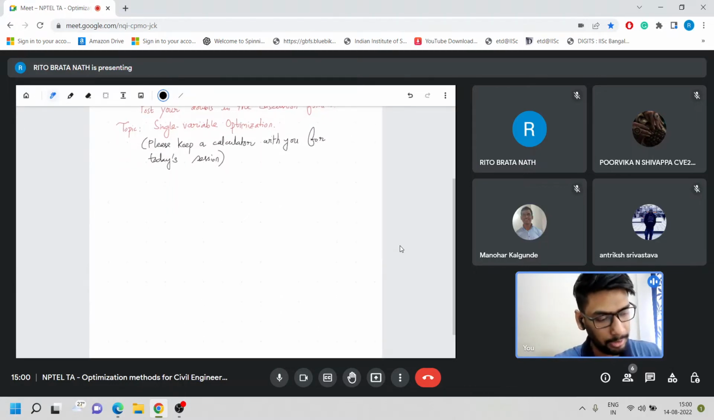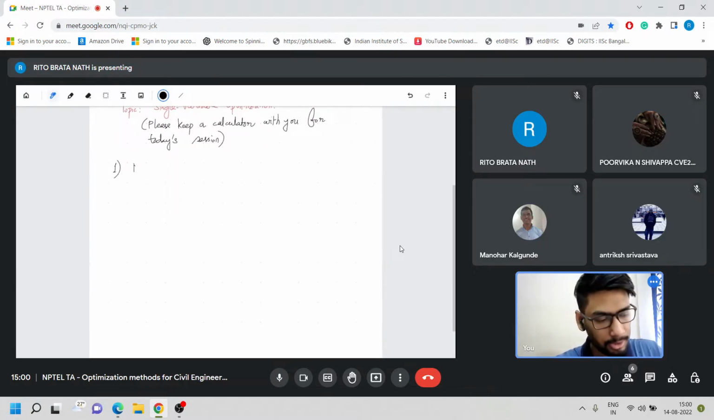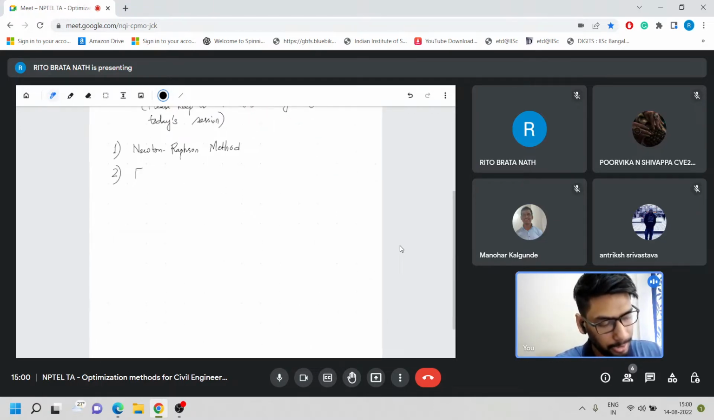The things that I'll be discussing: first is the Newton-Raphson method, and I'll be taking one example to solve a problem. Next, I think you have learned these two methods: the exhaustive search method, and I'll be discussing one problem related to that. Another is the bounding phase method. Both of these are bracketing methods.